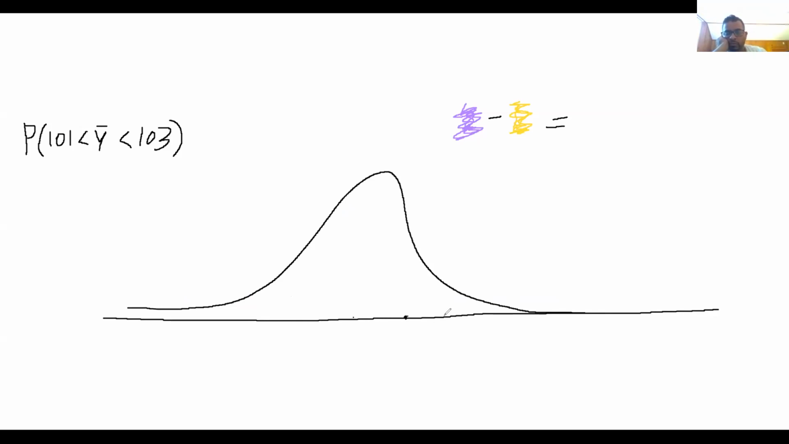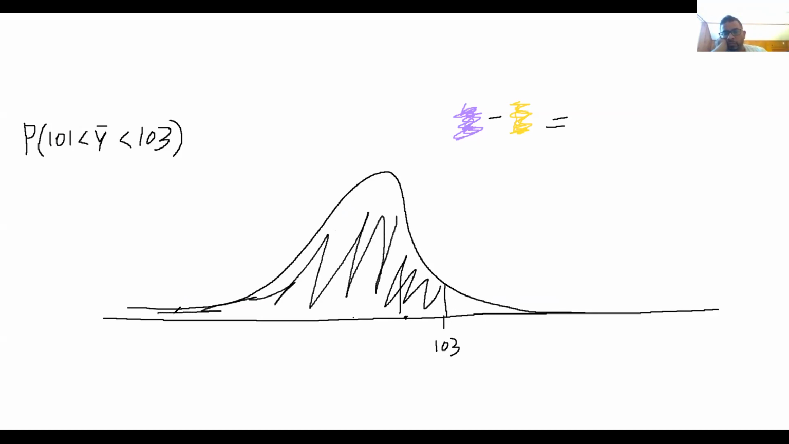So in this case, I pick 103 right here. Excel gives me all this area, okay? But I have more than I need. That's not what I want. I want only from 101 to 103.